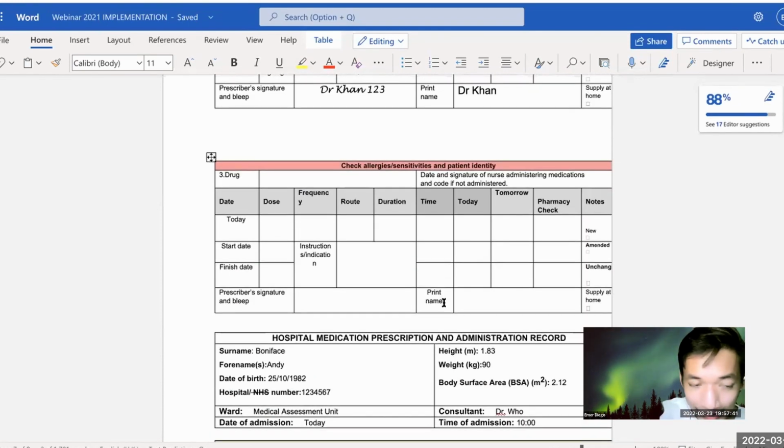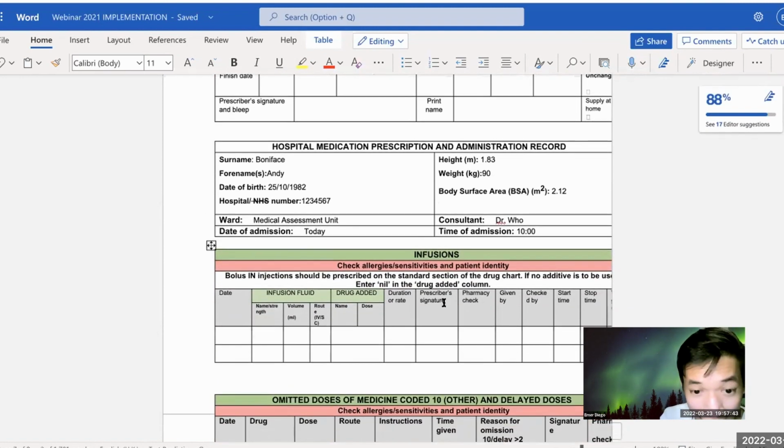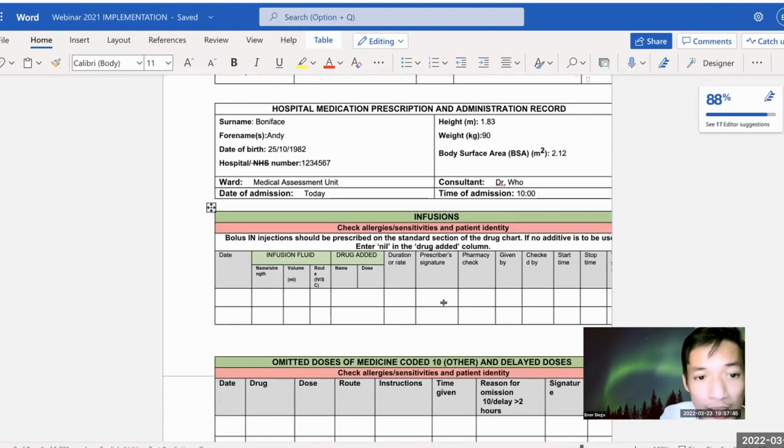Last but not the least, on the last page, before we move on to our community drug chart, so that is easier. So surname is Boniface, Andy, and the rest of the details are still the same, and I'm happy to proceed. So for infusions, nothing is prescribed, and that ends my drug chart.